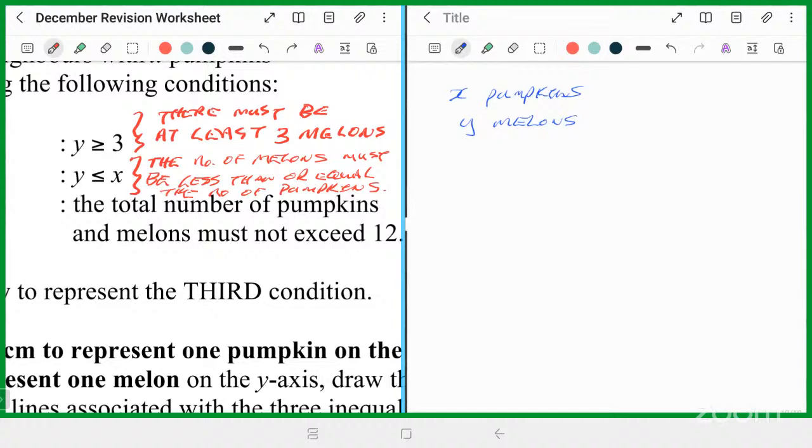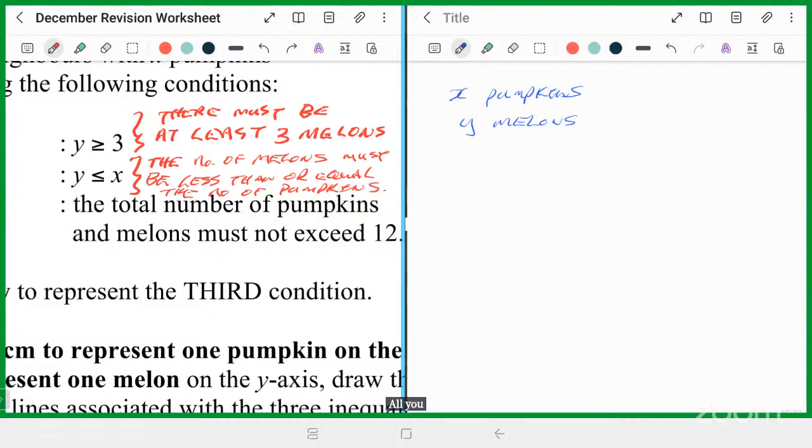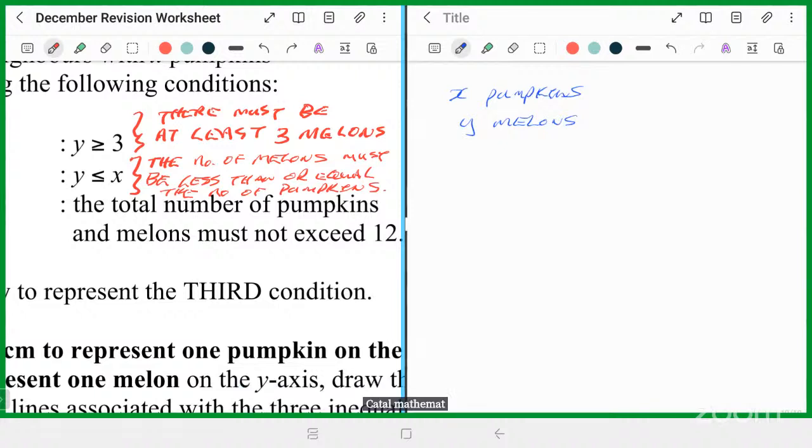All right, so let me ask you something. If you go downtown and you buy some pumpkin and some melon, how would you say all of that to the person you're buying it from? That is the question. How would you actually say it in real life? Because that's what mathematics is: how would you do something in real life? How would somebody go in a store, buying some melon and pumpkin, and talk to the person over there? What do you think they would have said to the person?